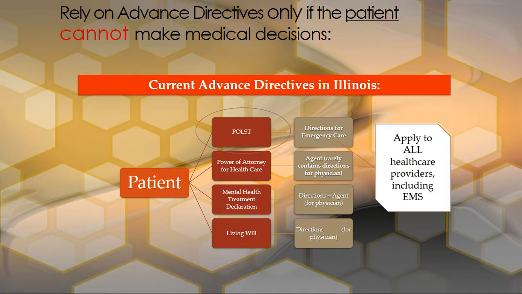If we're really presented with any of these other types of advanced directives, we're definitely going to need to involve medical control, inform them as to what's going on, what the directive says, and then ask how they want us to proceed. In some instances, the patients may have an advanced directive for directions for emergency care. This is something that we would want to take a look at, but we would also need to consult with online medical control to get their guidance as to how they'd like us to proceed.